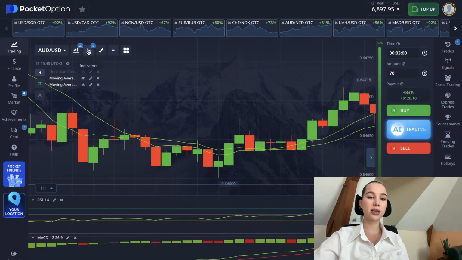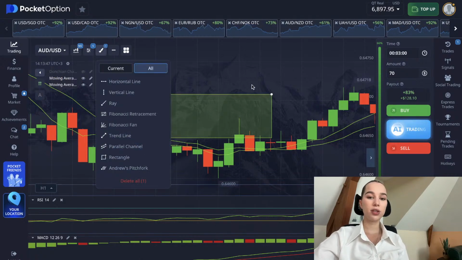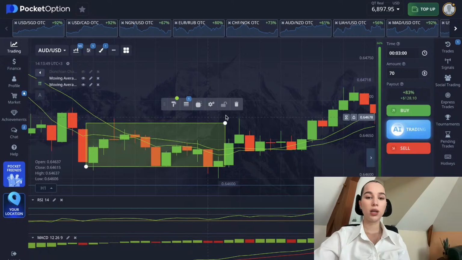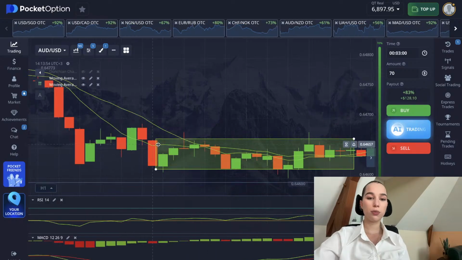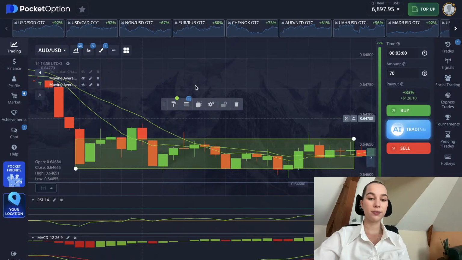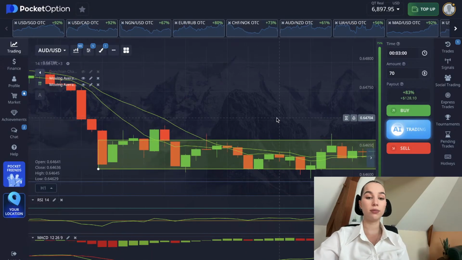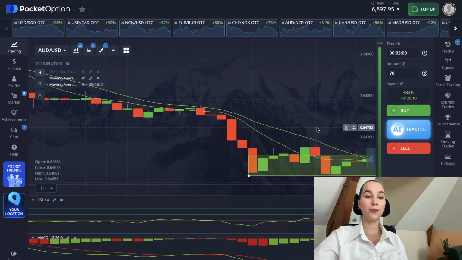Of course, when it's flat, you see the chart is moving literally in one direction like this, it's not that good to open a trade on this kind of chart because there's no trend. It's literally moving straight, you know.